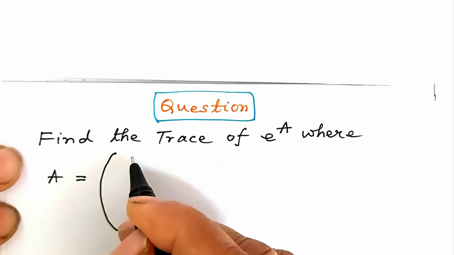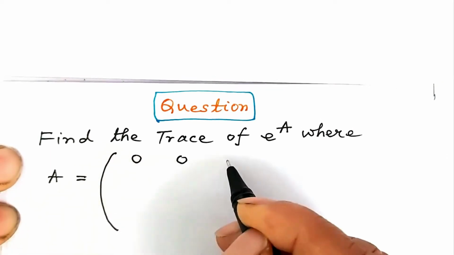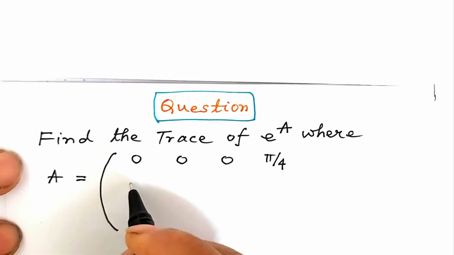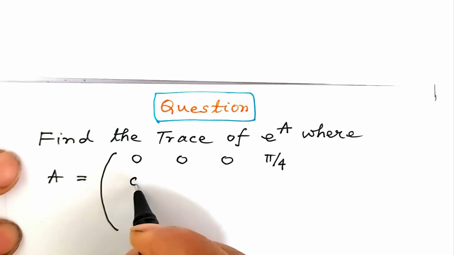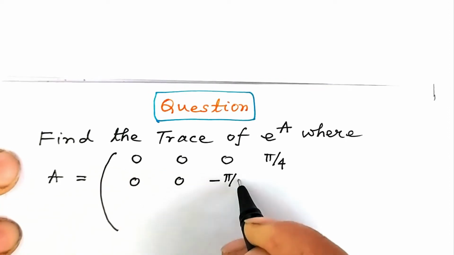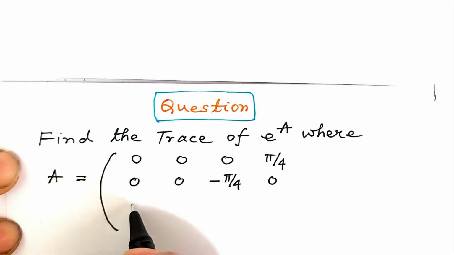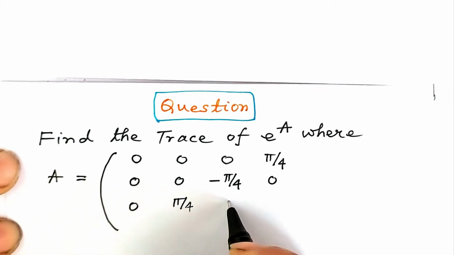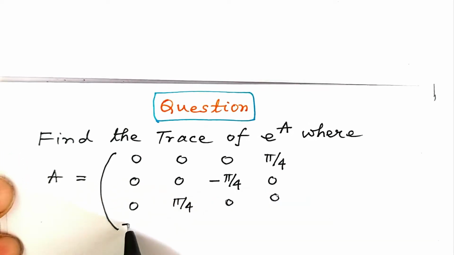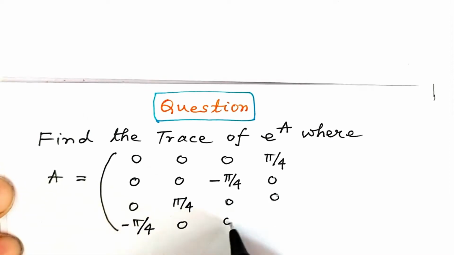and let us write it. First row is 0, 0, 0, pi by 4. Second row is 0, 0, minus pi by 4 and 0. Third row is 0, pi by 4, 0, 0, and comes the last row. It is minus pi by 4, 0, 0, 0.